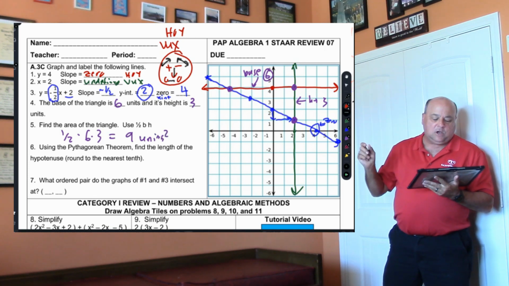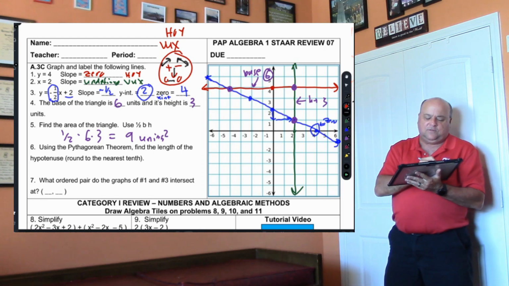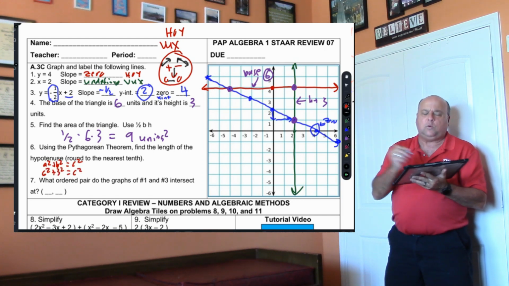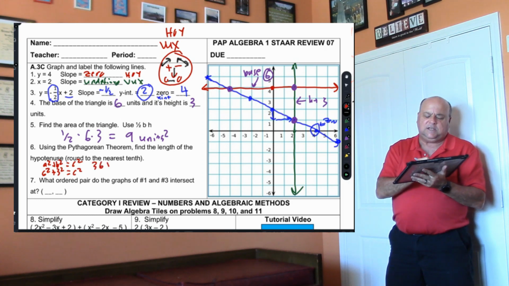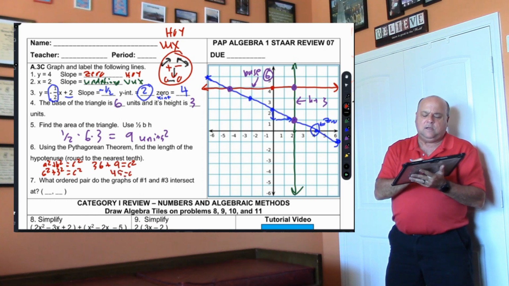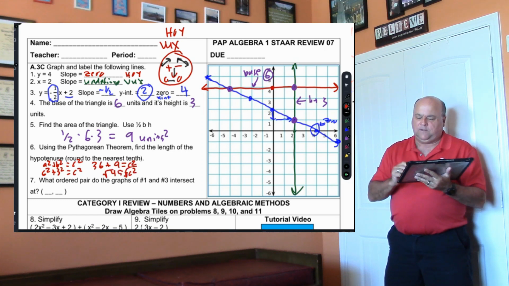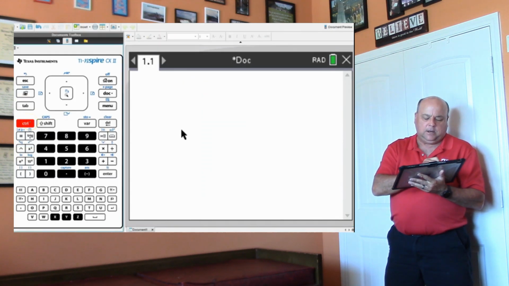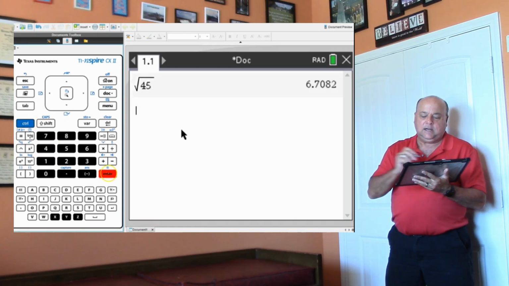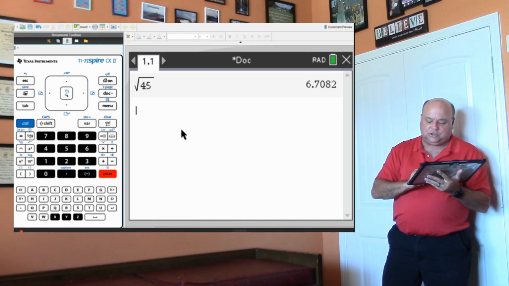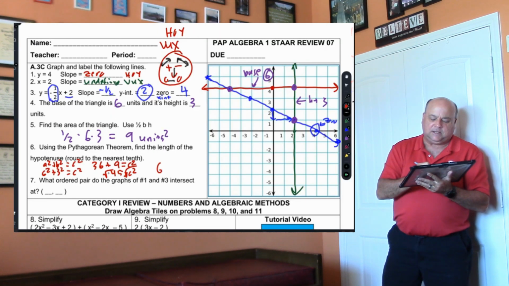And then we're going to keep going on. Fun. Do the Pythagorean theorem. A squared plus B squared equals C squared. We're going to do 6 squared plus 3 squared equals C squared. 6 times 6 is 36. 3 times 3 is 9. 36 plus 9 is 45. And we need to get the square root of 45. So we're going to go to our calculator, and we're going to hit the square root of 45. Hit enter. We got 6.7. So the length of the hypotenuse is about 6 7/10 units. So our hypotenuse is about 6.7.